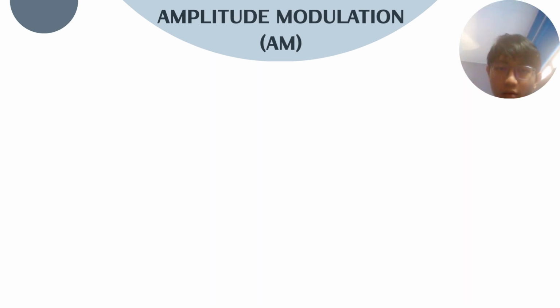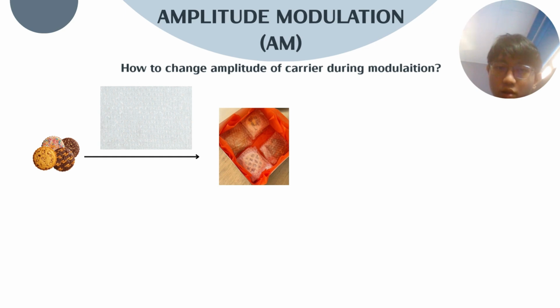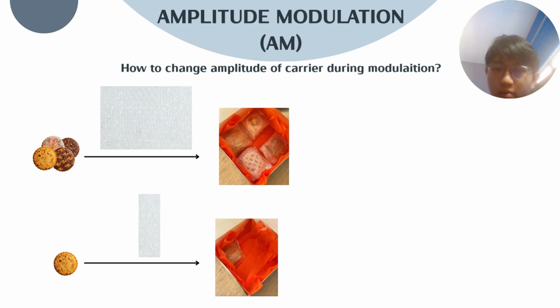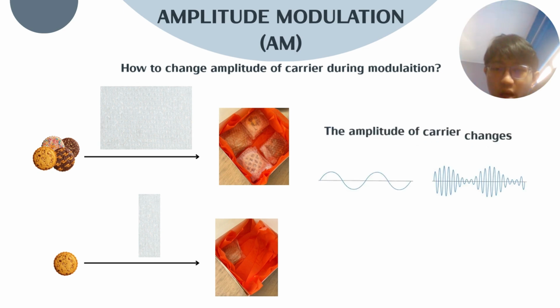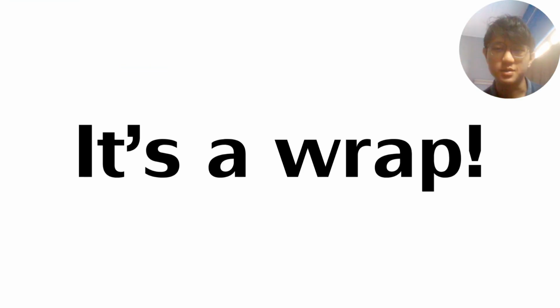You might ask how we change the amplitude of our carrier during the modulation process. It's basically like this: when we have more cookies, we use more bubble wrap, and when we have fewer, we use less. This is like the amplitude modulation process. If the information signal has high amplitude, we change the carrier to a larger amplitude. If the information signal has smaller amplitude, we change the carrier to a lower amplitude. By doing this, we can recreate the shape of the information signal on our carrier, which allows us to retrieve the information signal later with the detector. So that's a wrap from me.